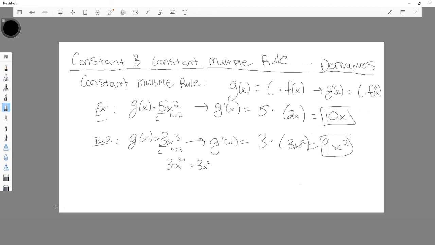Then our last example, let's say g of x were to equal 1/2 x squared. This is our constant, n equals 2, so it'd be 2x. So g prime of x would be 1/2 times 2x. That would just be x.